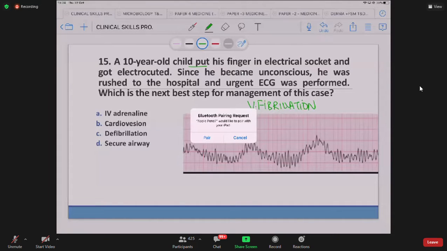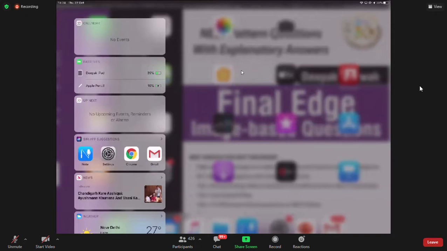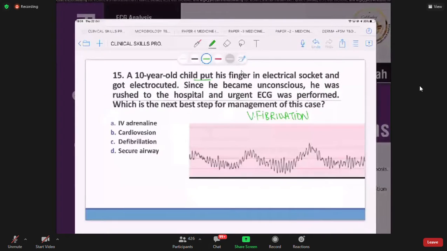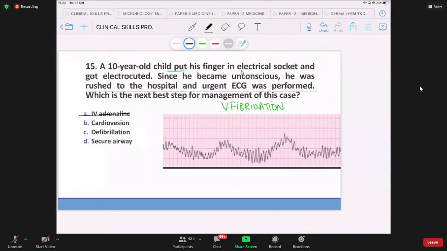Now, when you look at option B of this MCQ, let me just come back to the slide. Yes. When you come back to the slide, guys, you can see that cardioversion is also given and defibrillation is also given. Now, the difference between cardioversion and defibrillation is the core behind this question.